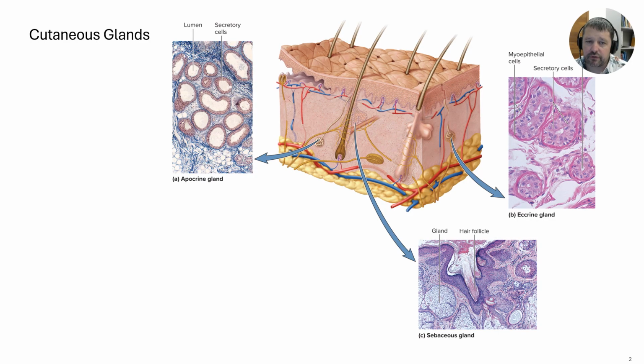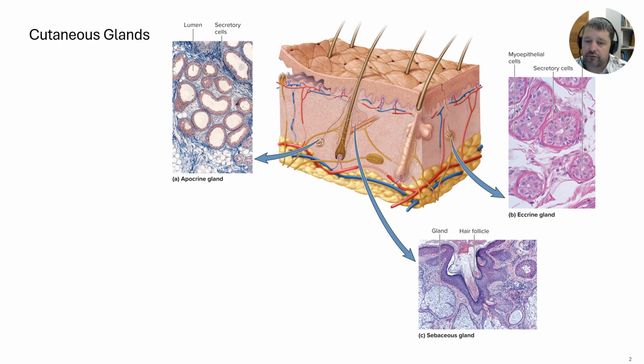So, apocrine glands. Often the best way to decipher between apocrine glands and eccrine glands is that apocrine glands have a lumen, or a space, that occurs in the gland, so it looks like an open hole under a microscope. Eccrine glands are filled with cells or cellular material.